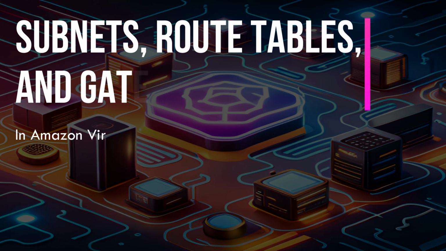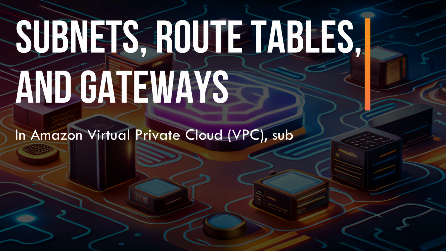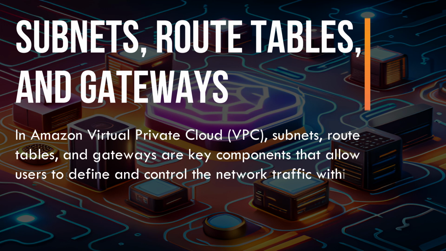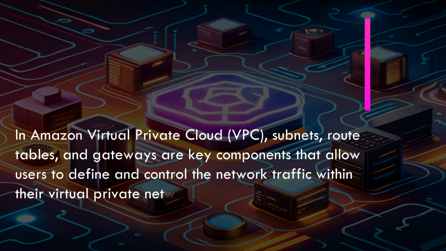Subnets, route tables, and gateways. In Amazon Virtual Private Cloud, VPC, subnets, route tables, and gateways are key components that allow users to define and control the network traffic within their virtual private network.